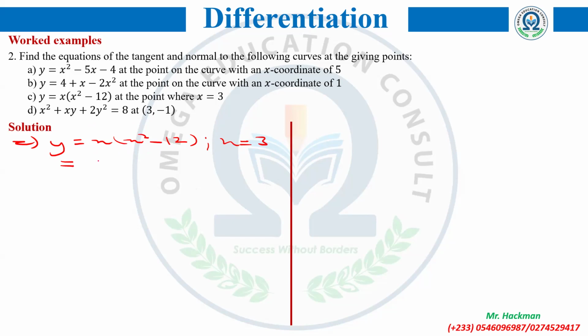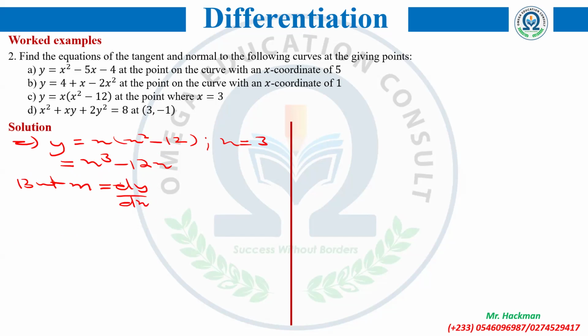So here I can expand, and that will give me x cubed minus 12x. In this case, I have avoided the product rule, so I will differentiate term by term. Here, my m is equal to dy/dx. Or someone can write, this implies that dy/dx is equal to the result, and you evaluate, but m is equal to dy/dx.